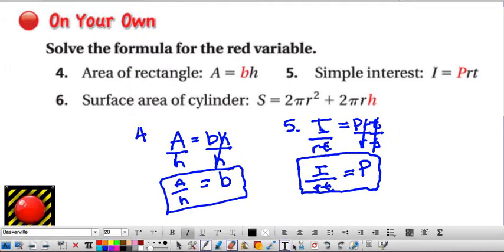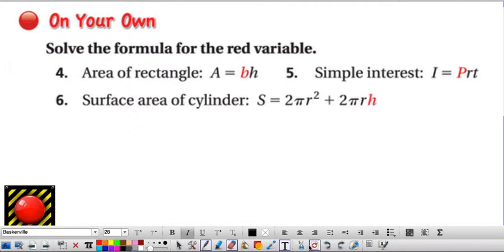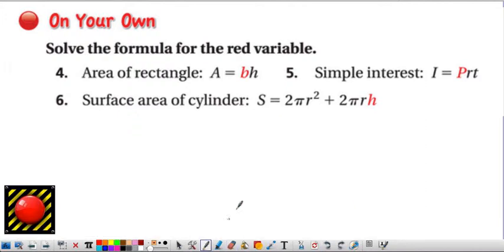All right, let's do number 6. See if we can get it a little bit neater on here. So we're solving for h. We have this 2 pi r squared that's being added. Let's get rid of that term first. And so to do that, we're going to subtract 2 pi r squared off both sides.